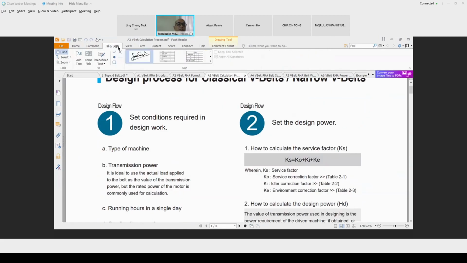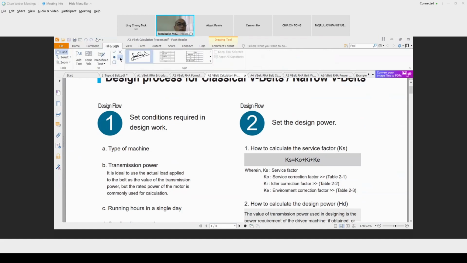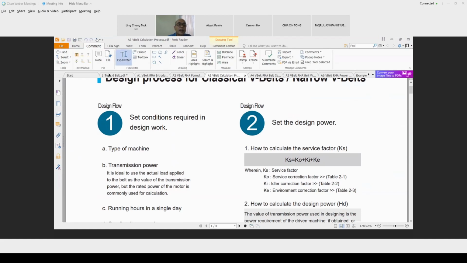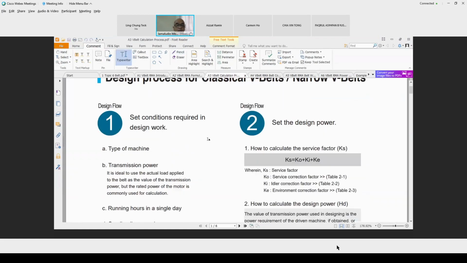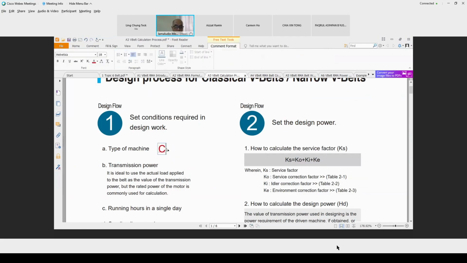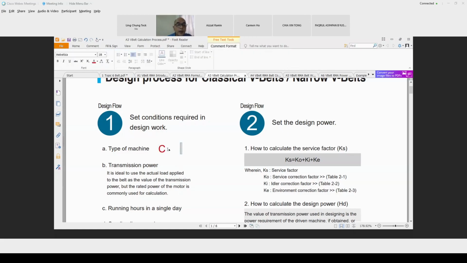Type of machine. What's going to be the type of machine here? I just have this one. The type of machine is going to be crusher. You just have this one here. Can you just write in your notes the type of machine is going to be crusher. I have a smaller crusher. I just make it smaller.